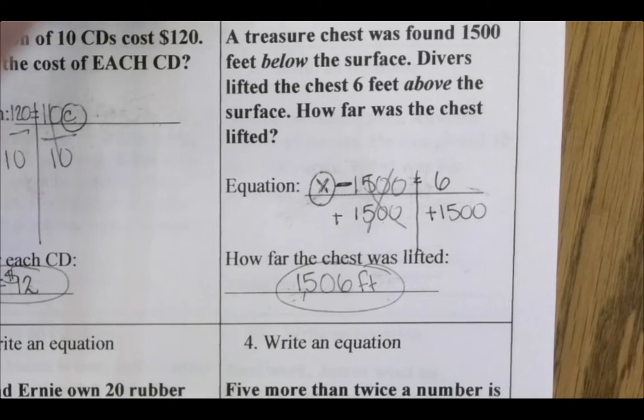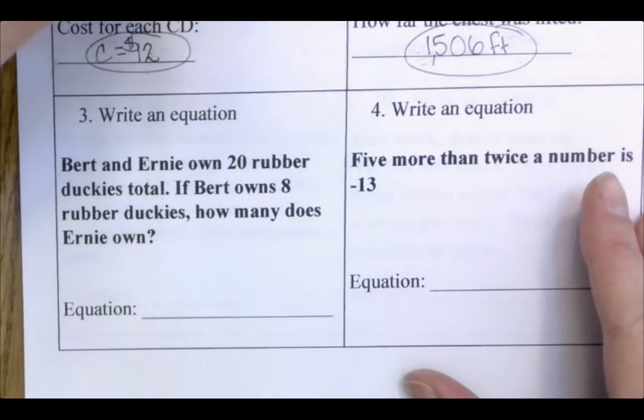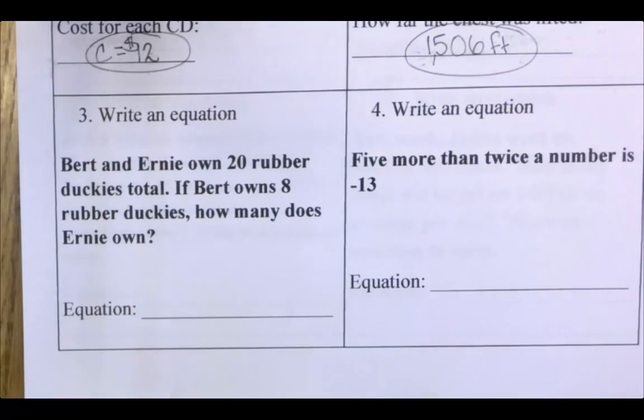Okay? Now, this is one of my favorite ones because we're talking about Bert and Ernie. So Bert and Ernie, they're friends. They're going to go play outside in their little pool, and they own 20 rubber duckies. So if Bert owns 8 rubber duckies, they want to know how many Ernie owns. But if you look, all it wants you to do is write an equation. So we don't want to do too much.